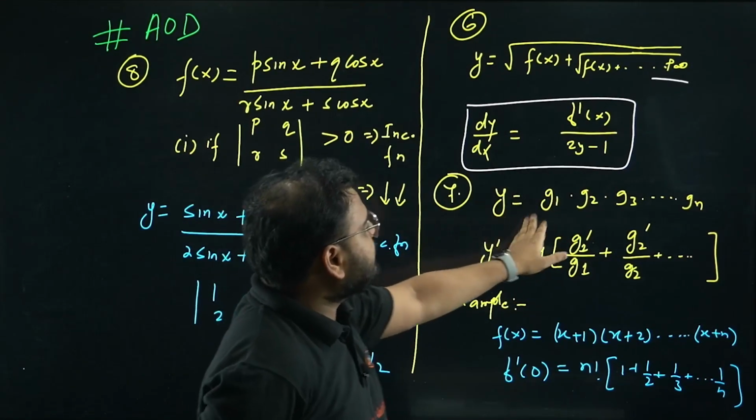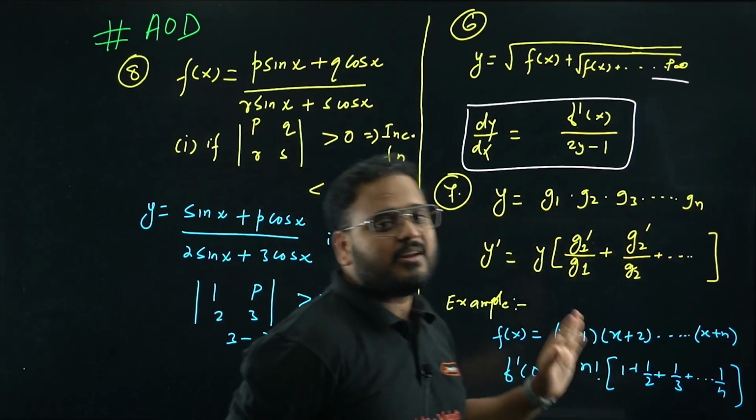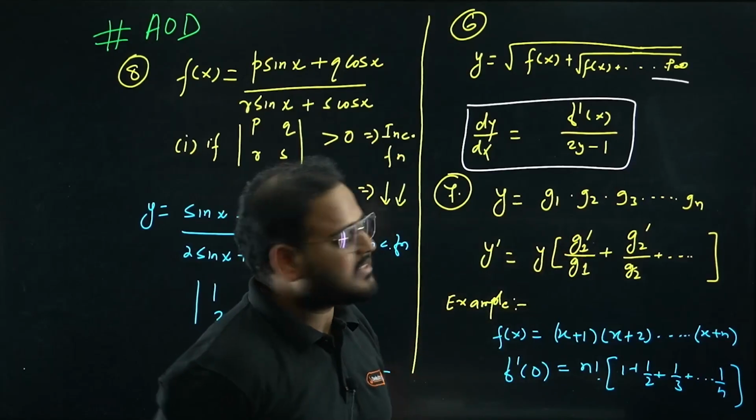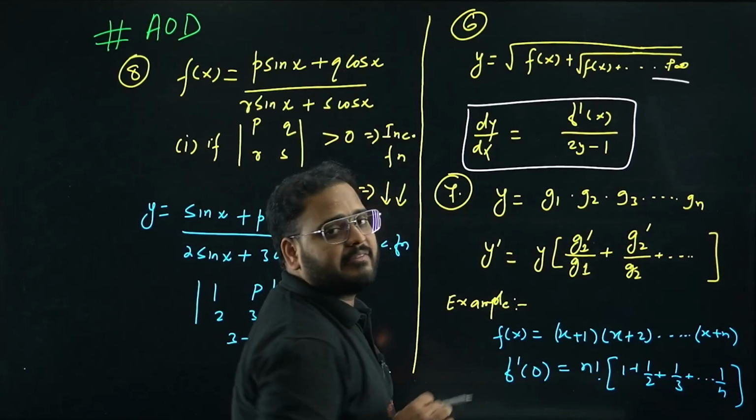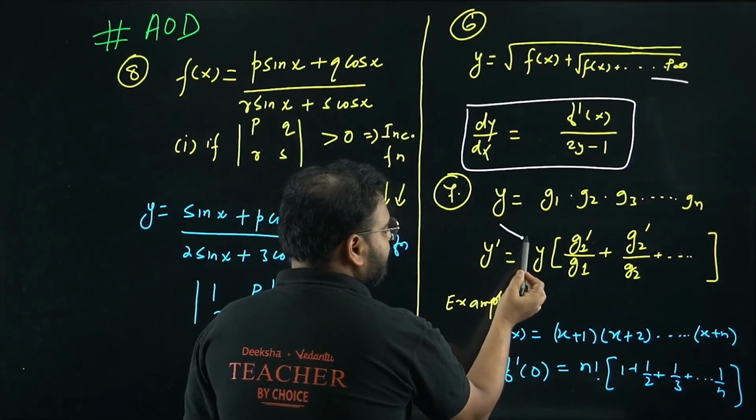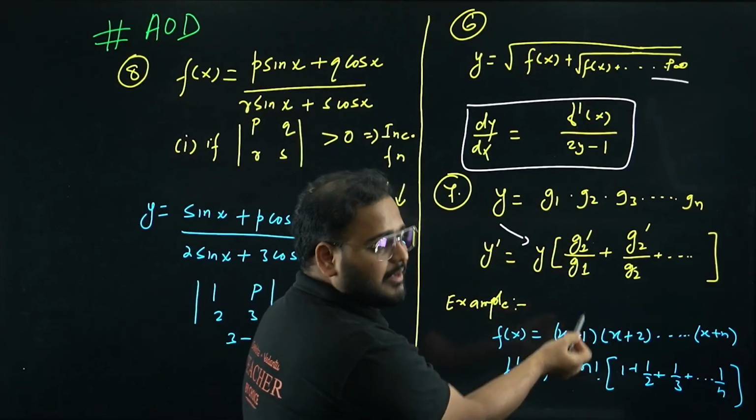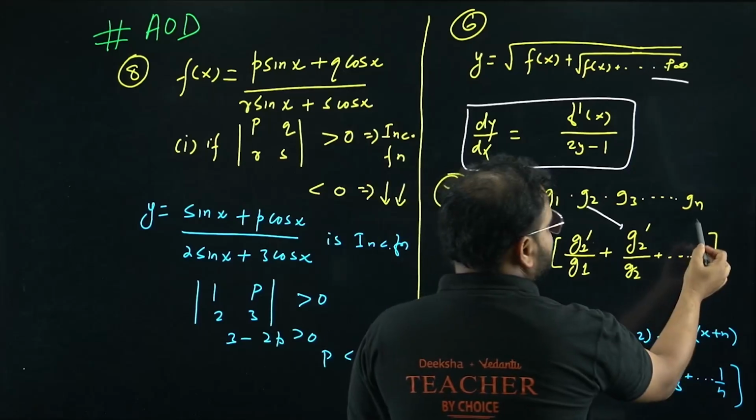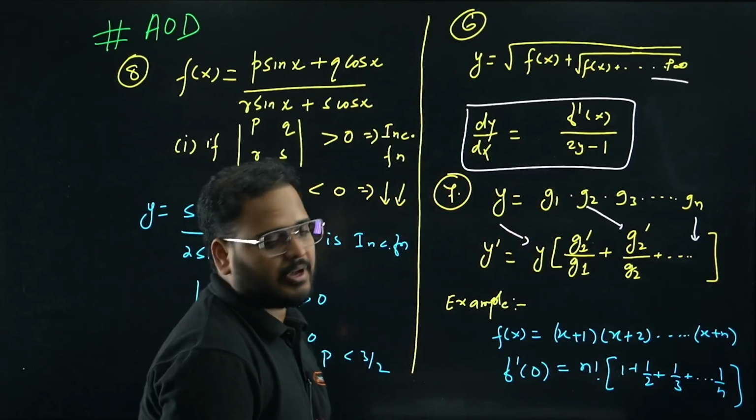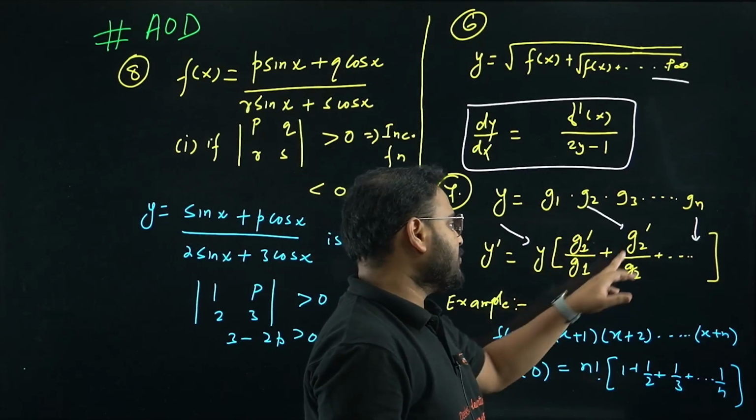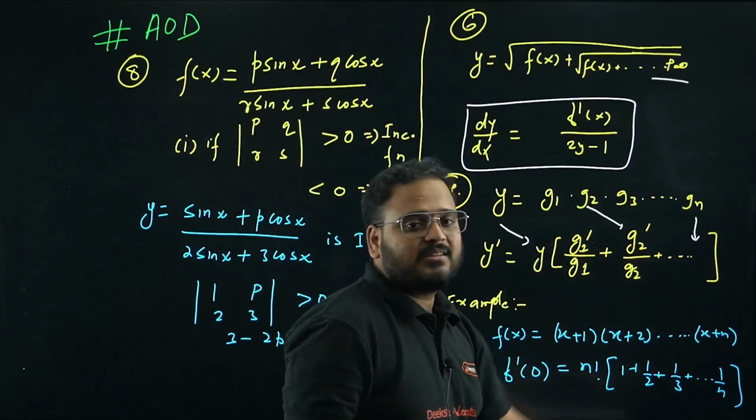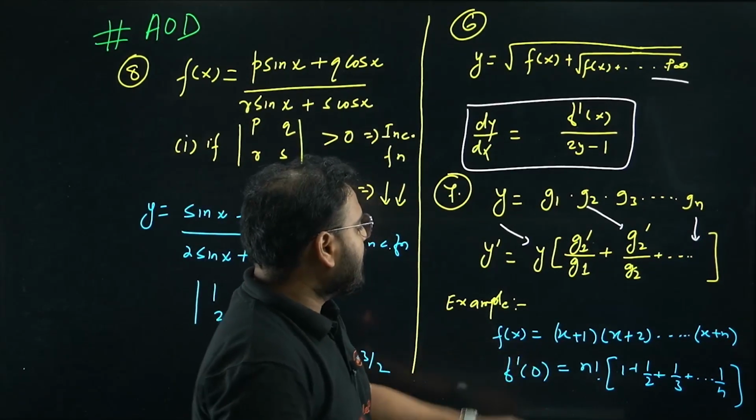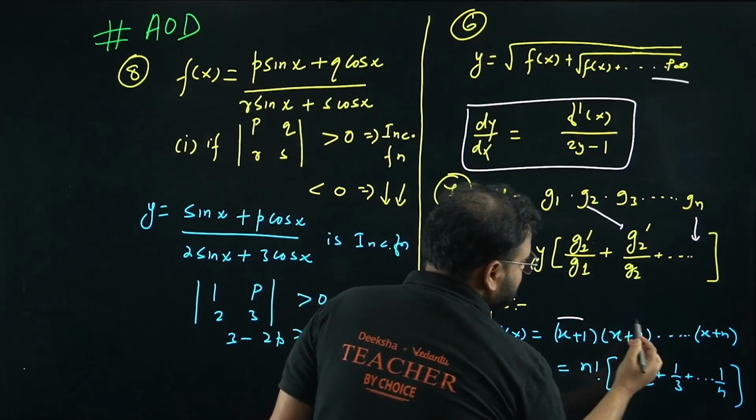Now for trick number 7, please check here. What are you going to do? G1 into G2 into G3 up to Gn is given. So what are G1, G2, G3? They are functions. y is also a function of x. So the derivative of y will be given by y, the same function y, times G1 derivative by G1 plus G2 derivative by G2, and so on till Gn derivative by Gn. That is, G1 dash by G1, G2 dash by G2, and similarly Gn dash by Gn.